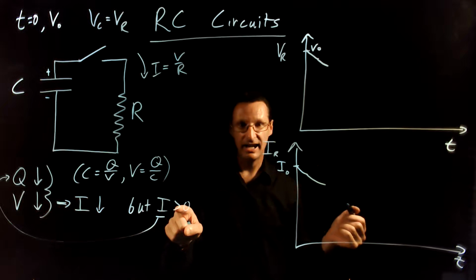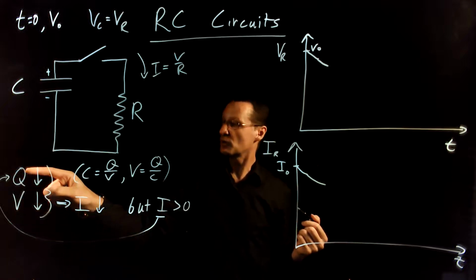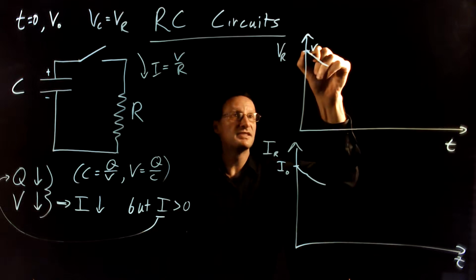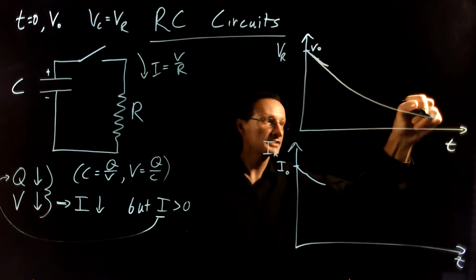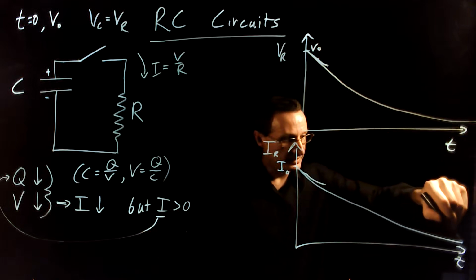But then again, I is still flowing. And so this feeds back and discharges more of the Q. And so what happens is you get a reduction like this. And it follows an exponential decay curve like this.